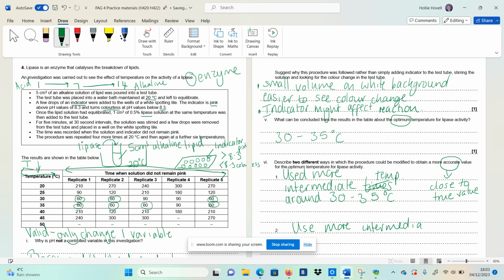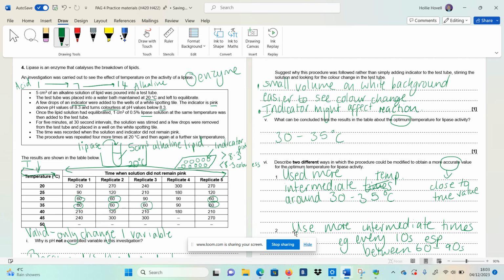Once we knew the approximate times, we could have taken more intermediate readings, because we knew the times were going to be about 60 to 90 seconds. So maybe we could have taken readings more regularly the whole time, or done, for example, every 10 seconds, especially between 60 and 90. Once you know approximately what temperature and what time you're looking for, you can go with smaller intervals.